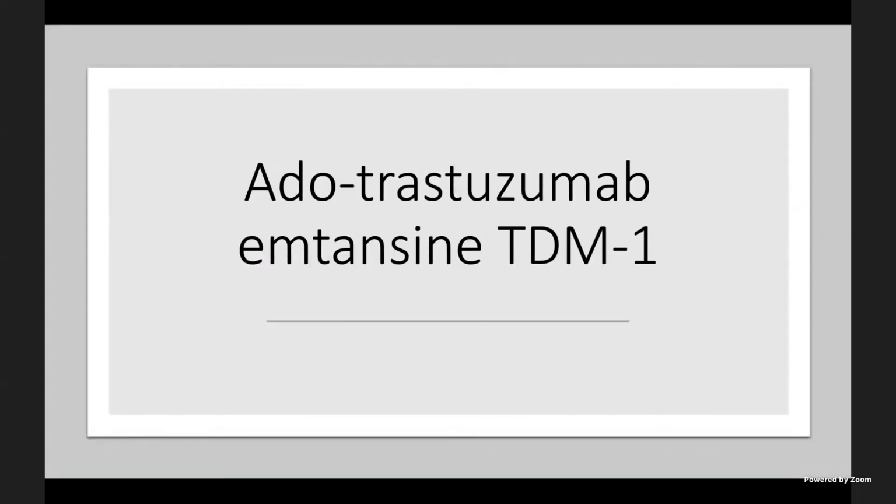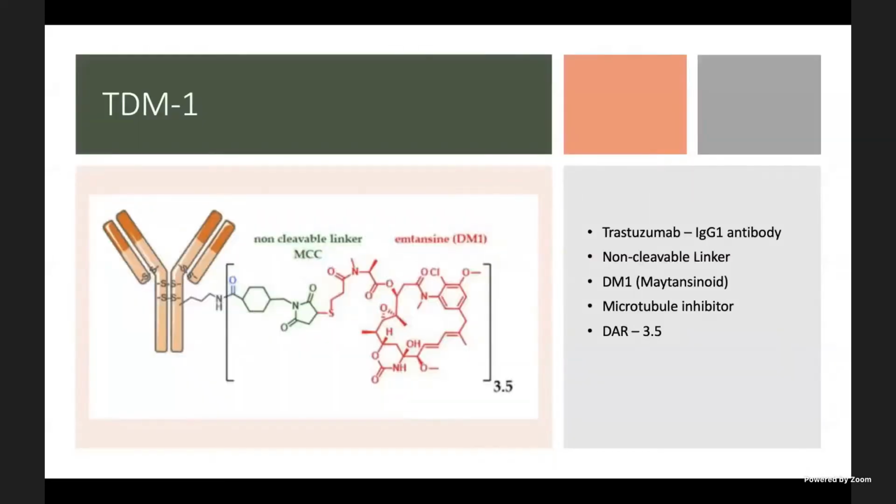So probably I'll first spend a little more time on these, then subsequently go on to the newer ones. So if we look at trastuzumab, it is an IgG1 antibody. It's got a non-cleavable linker, and it is linked to mertansine, which is a microtubule inhibitor. If you look at the drug to antibody ratio, it is 3.5.